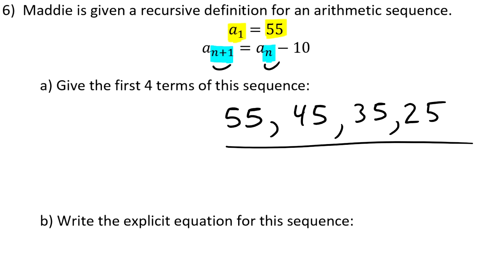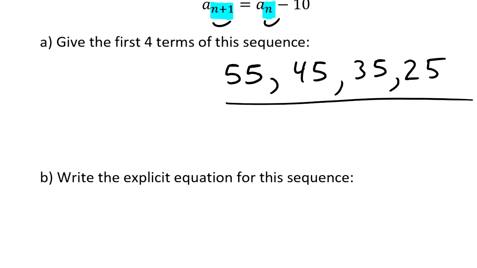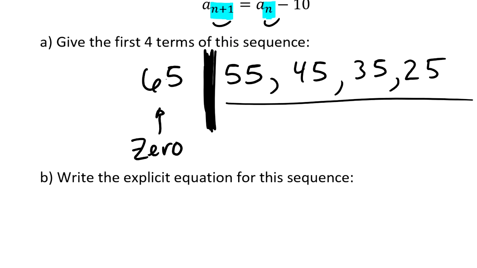By the way, that number 10 is our common difference. It's how much we're going down by each time. Write an explicit equation for this particular sequence. Well, one of the things we need to know is what the zero term is, right? It's not part of the sequence, but it's the one that's over here, right? Well, if I'm subtracting 10 each time to move forward, if I want to go back to the zeroth term, I would just add 10. So here's my zero term.